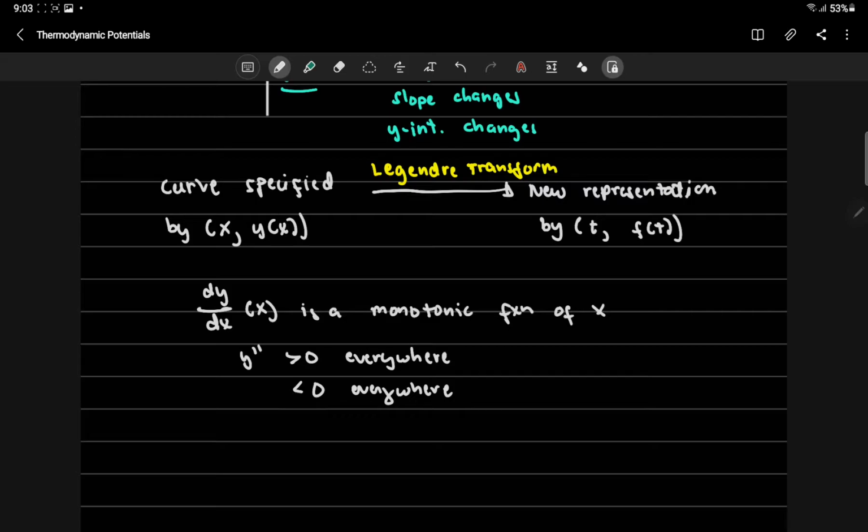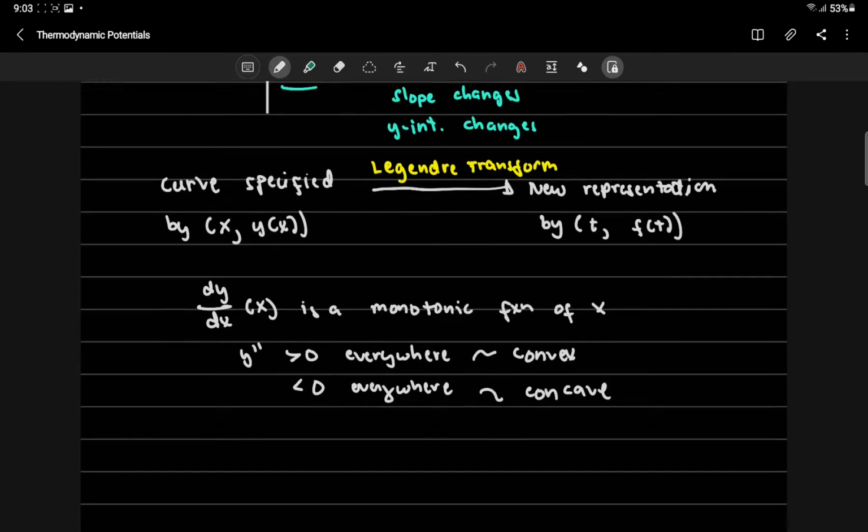If it's greater than 0, ang ibig sabihin lang niyan is that the function is a convex function or the curve is a convex curve. And kapag less than 0 everywhere, ang ibig sabihin nun, concave naman yung ating function. Alright? Now, yes, we know now how to perform Legendre transform at least geometrically. Ano ngayon? Ano yung gamit nito sa thermodynamics? So, balikan natin yung kaninang problema natin.